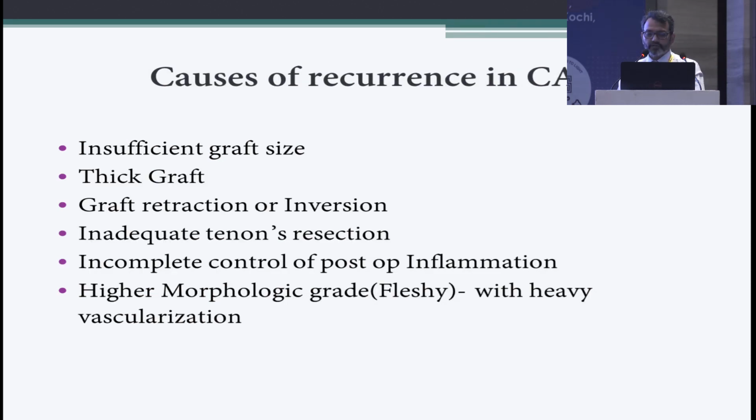The causes of recurrence in conjunctival autograft, which is the gold standard technique, are insufficient graft size. If the graft is thick, graft retraction or inversion happens. If there is inadequate tenons resection, if there is incomplete control of the post-op inflammation, and to start with, we had a very higher morphologic grade, very fleshy and very vascular pterygium.